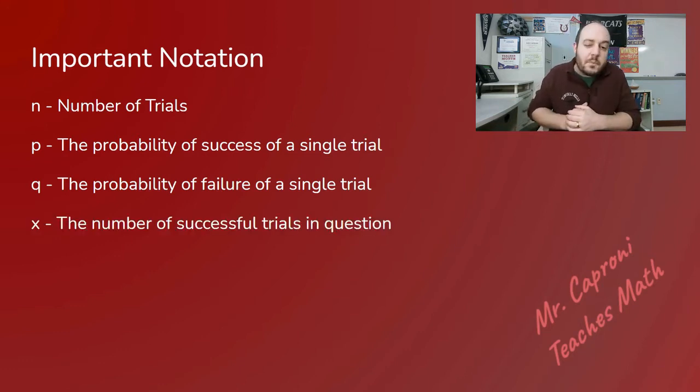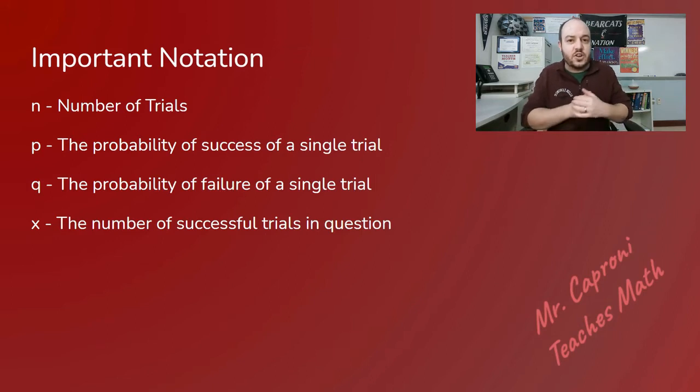x is the number of successful trials in question. In this case, we actually have a range of numbers because I said 7 or more. So that means that x has to be 7, 8, 9, or 10 in this situation because that's how many successes we are considering with the question that was asked.